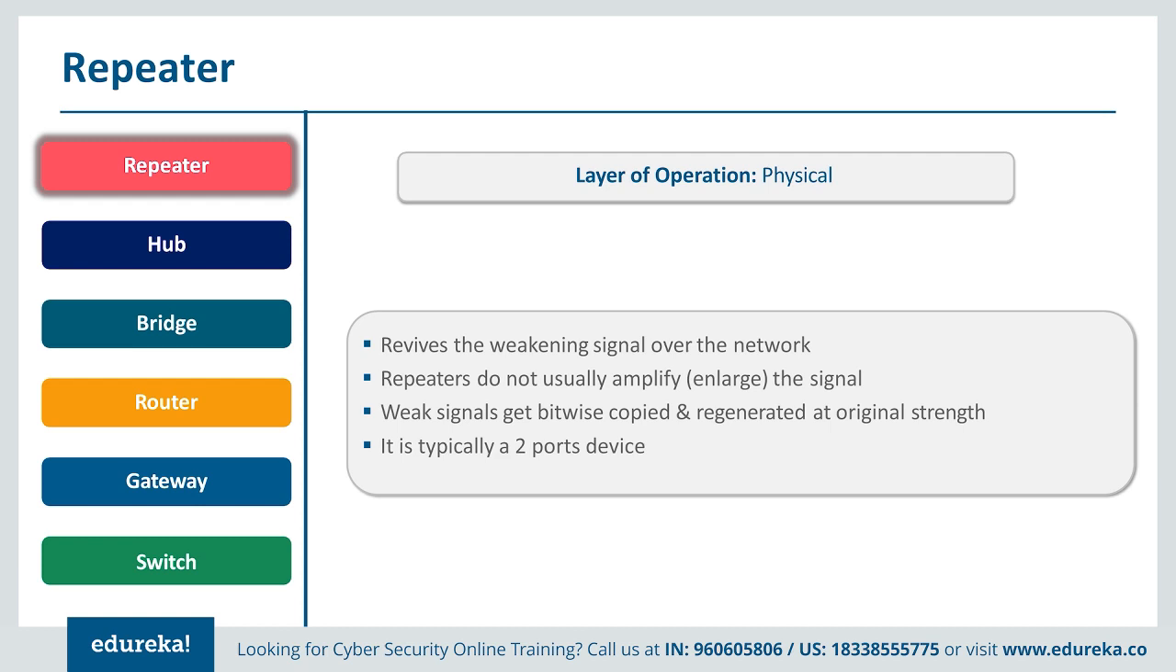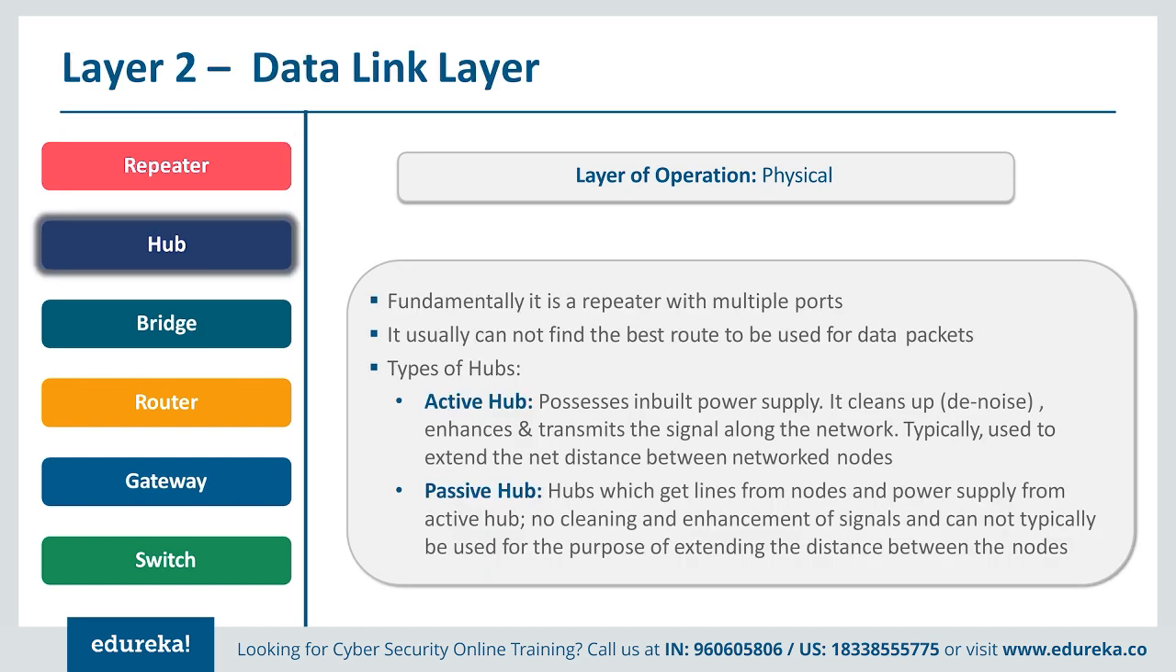Repeater just amplifies the signal and sends it a longer distance. And hub, data link layer. The difference between the repeater and the hub is that a repeater amplifies only the particular signal, whereas a hub gets signals from multiple inputs and sends them to a single output or multiple outputs, or receives from multiple inputs and transmits across multiple outputs. Different types of hubs are active hub and passive hub.